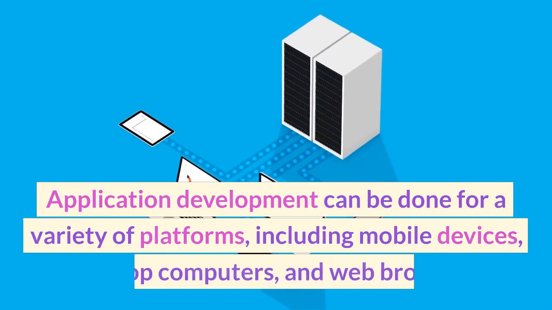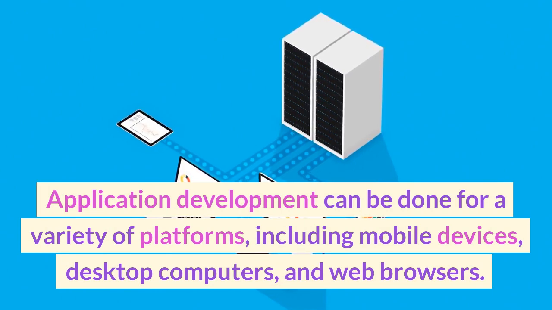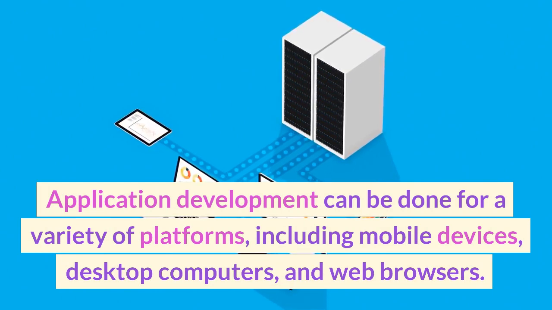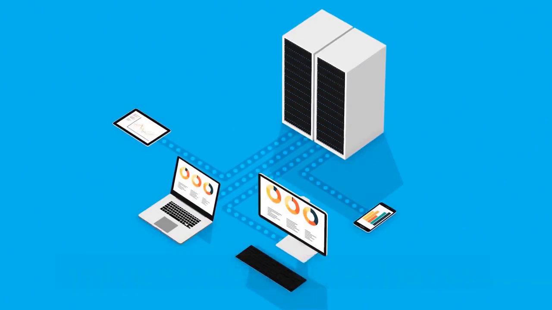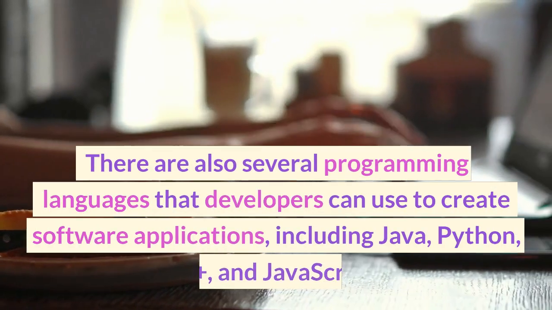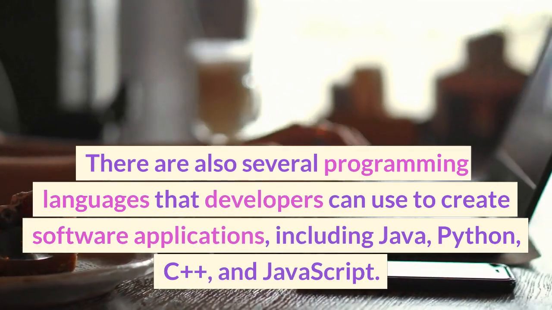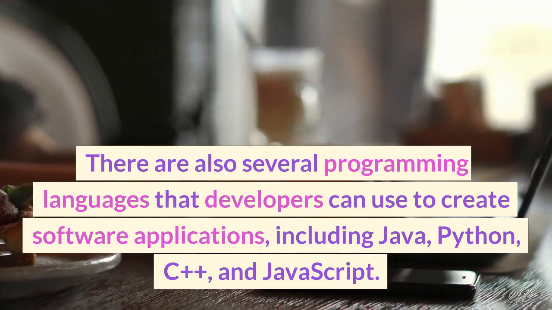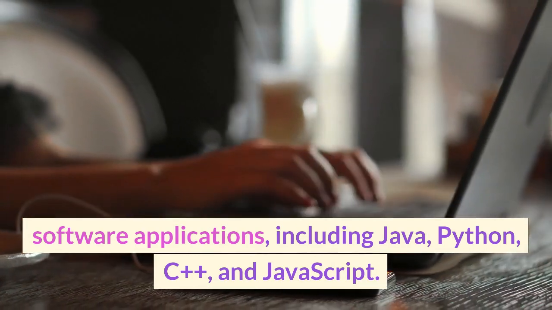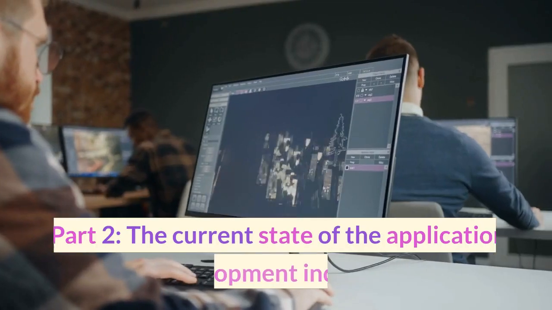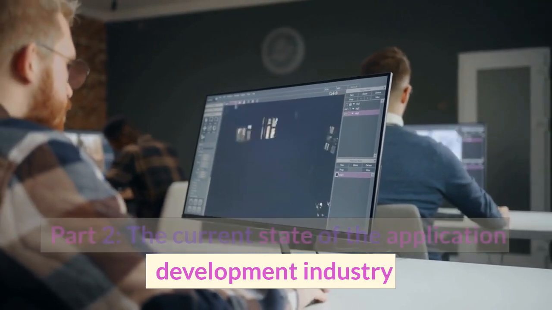Application development can be done for a variety of platforms, including mobile devices, desktop computers, and web browsers. There are also several programming languages that developers can use to create software applications, including Java, Python, C++, and JavaScript. Part 2. The current state of the application development industry.